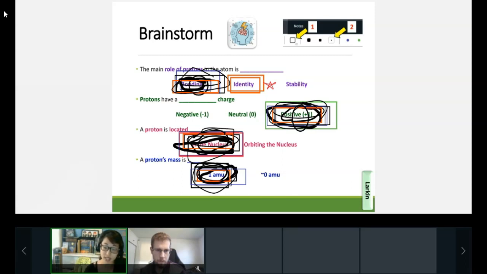They have different identities. Smiley face emojis in the chat if that correction makes sense. All right, there we go.